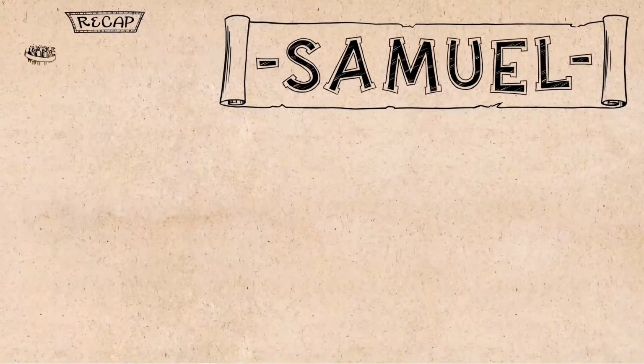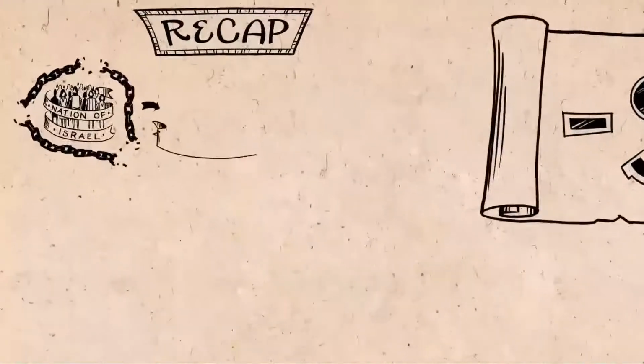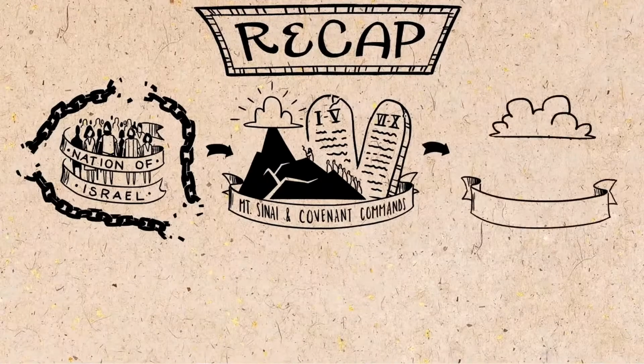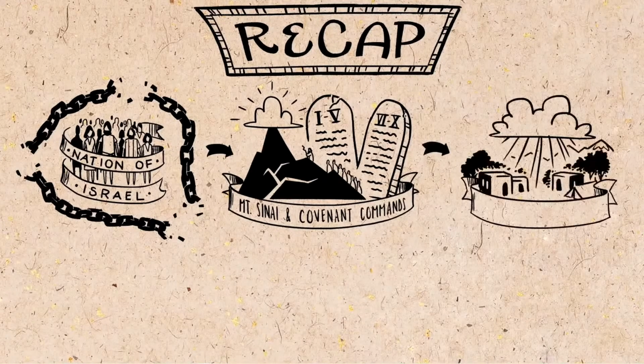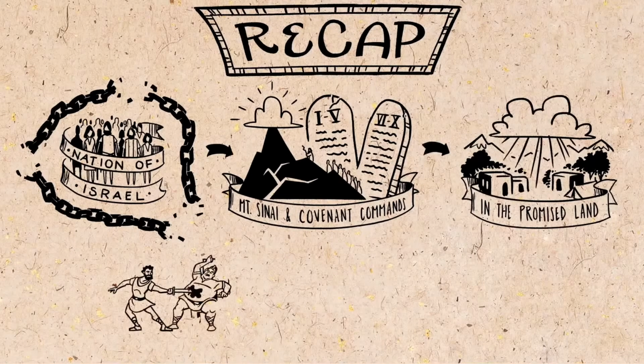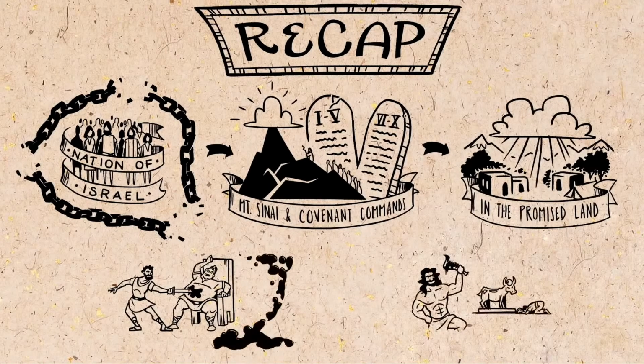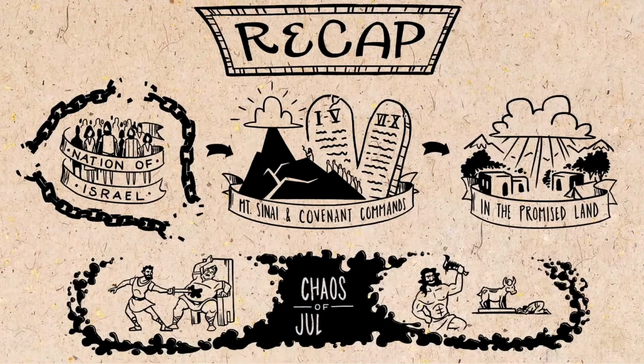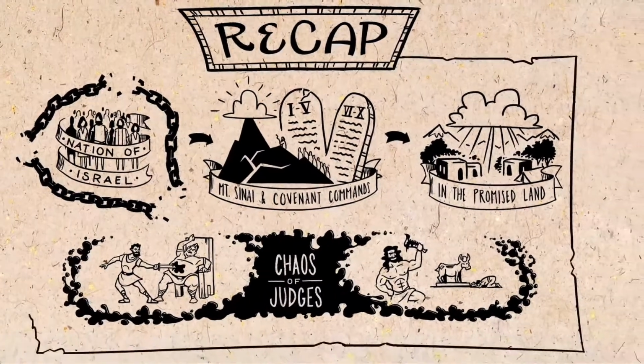So after Israel was rescued from slavery in Egypt, they made a covenant with God at Mount Sinai and eventually came into the promised land. And there, Israel was supposed to be faithful to God and obey the covenant commands. Before the book of Samuel, Judges showed how Israel failed at that task big time. It was a period of moral chaos, and it showed Israel's need for wise, faithful leaders. The book of Samuel provides an answer to that need.